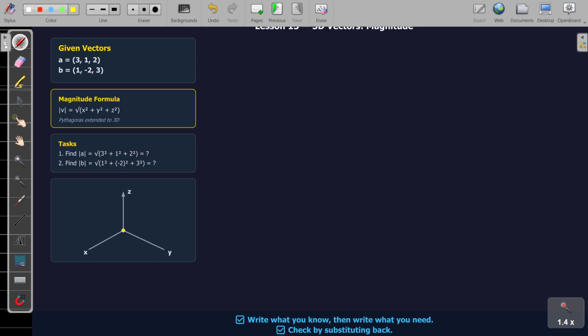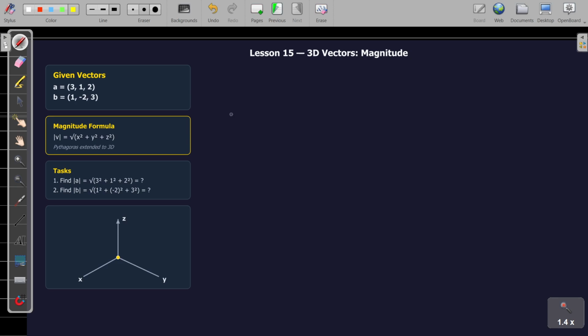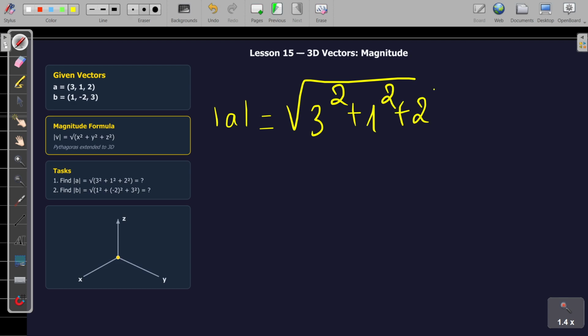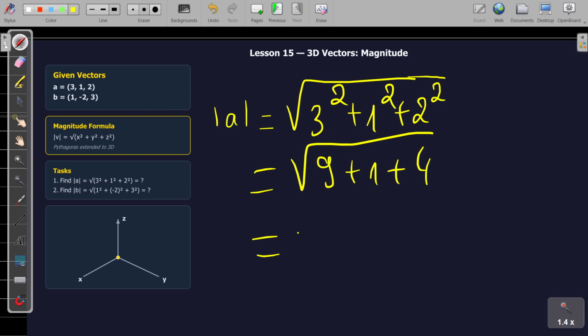So if we want to calculate something like the magnitude of vector A, then we would have to add all of its squared components together. It's already written out for us, really. Because all these components here, we just square them and add them together. 9 plus 1 plus 4, this will be square root of 14. Pretty simple. That's for A.